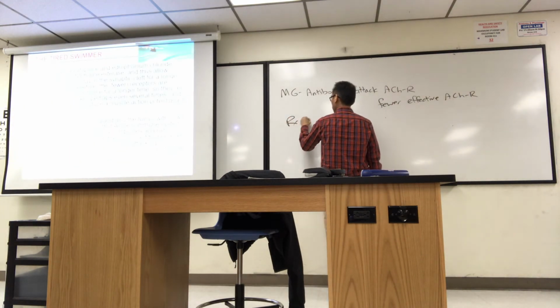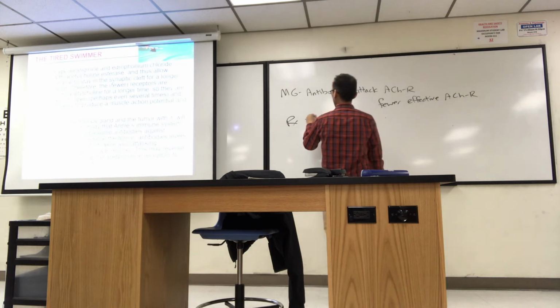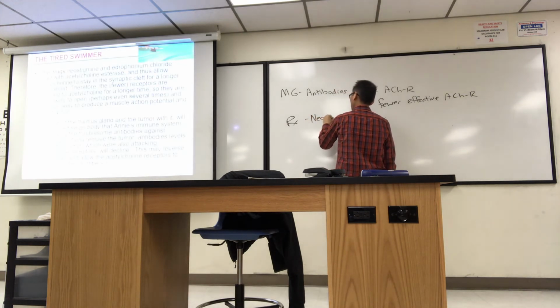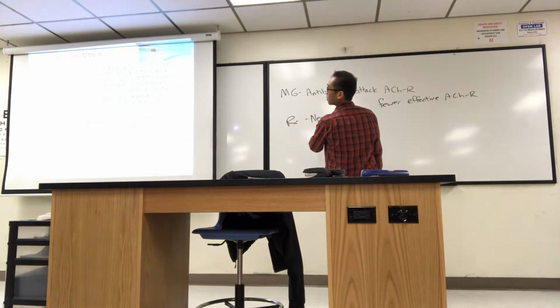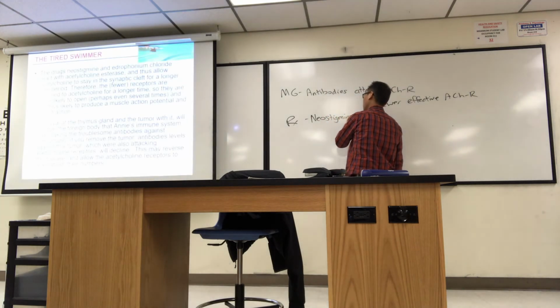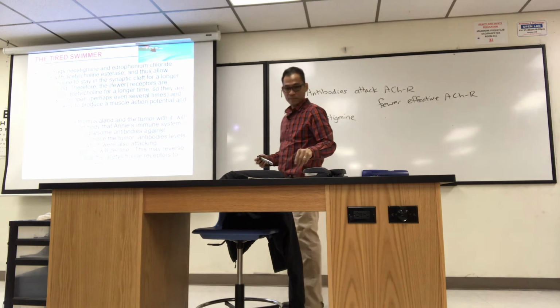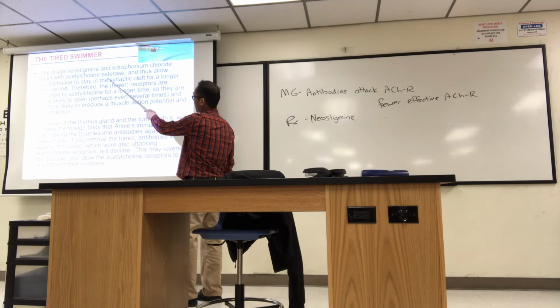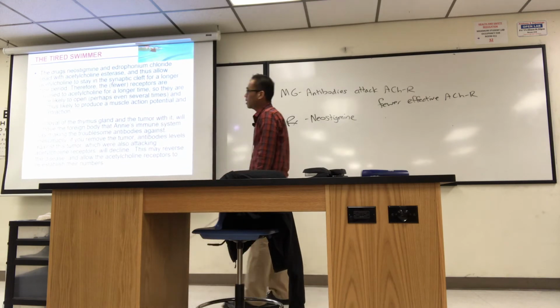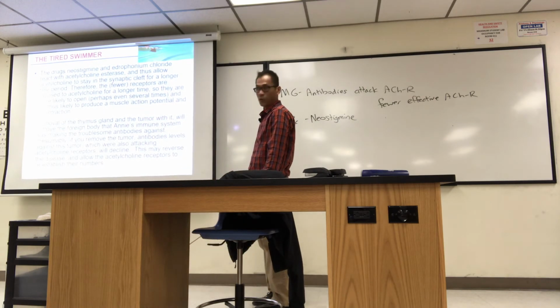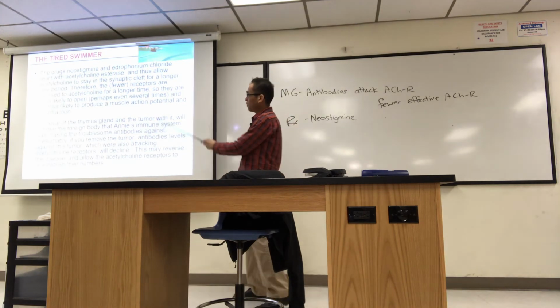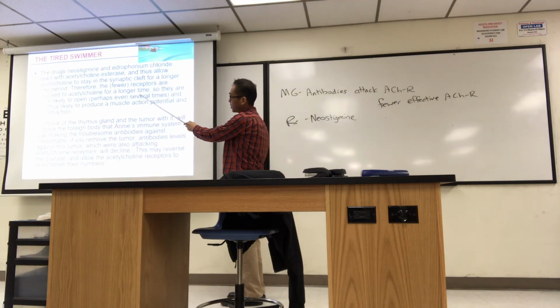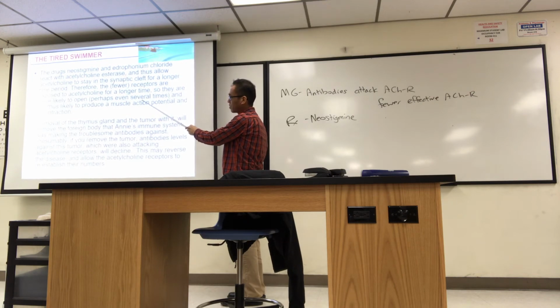Treatment Rx, neostigmine. What they do is they react with the acetylcholinesterase and thus allow acetylcholine to stay in the synaptic cleft for a longer period. Therefore, the fewer receptors you have are exposed to ACh for a longer time, so they're more likely to open, maybe even several times, and thus produce a muscle action potential and a contraction.